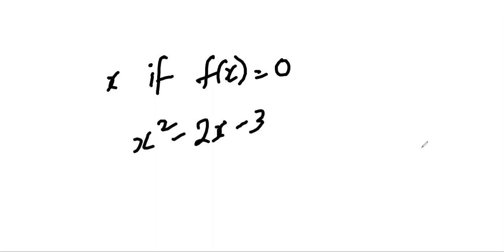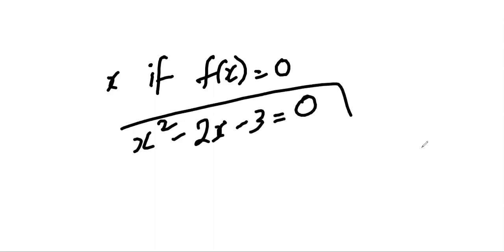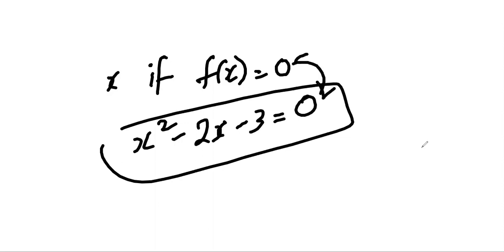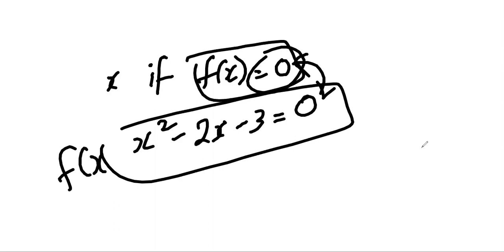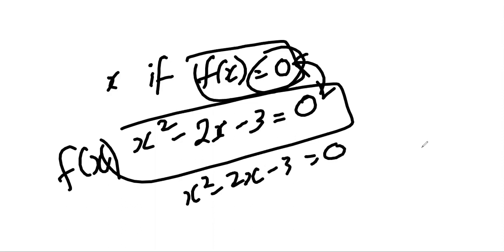If you have this question, if f of x is equal to 0, then what you have to do is equate this equation with 0. Because this is the function of x and here it is given it is equal to 0. Then you can calculate the value of x by simply solving it through factorization. Okay, there will be two values, minus 1 and 3.